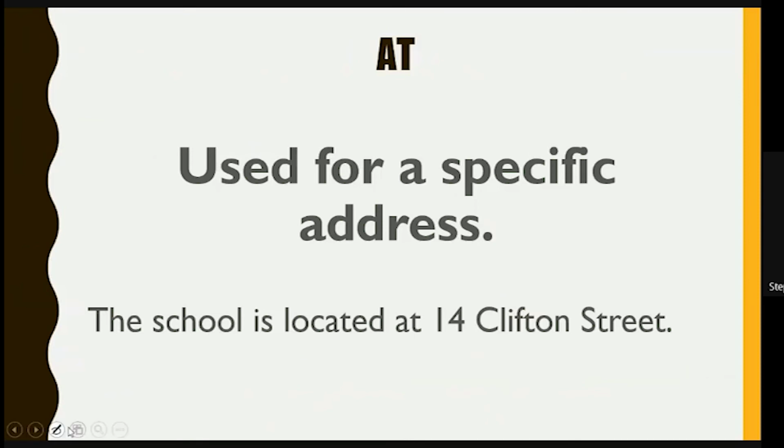Over here, I would like to explain that when we have the street number mentioned along with the name of the street, that is when we are going to use the preposition at. However, if I remove the street number, then I will not use the preposition at. I am then going to replace it with the preposition on. So it would be the school is located on Clifton Street.